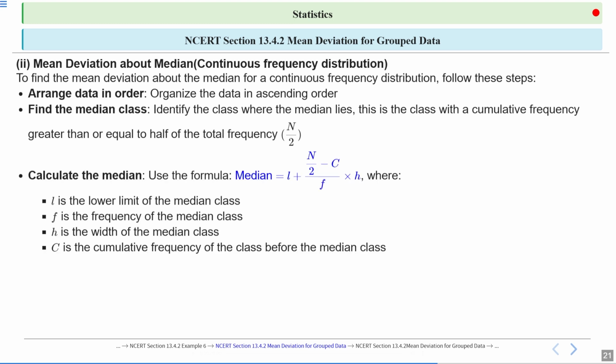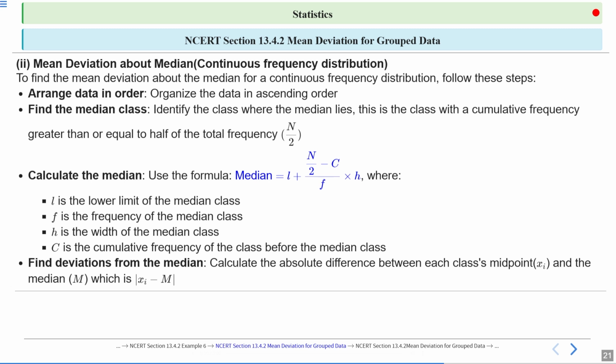Now, let's calculate the median using the formula: median equals L plus (n by 2 minus C) upon F, multiplied by H, where L is the lower limit of the median class, F is the frequency of the median class, H is the width of the median class, and C is the cumulative frequency of the class before the median class.